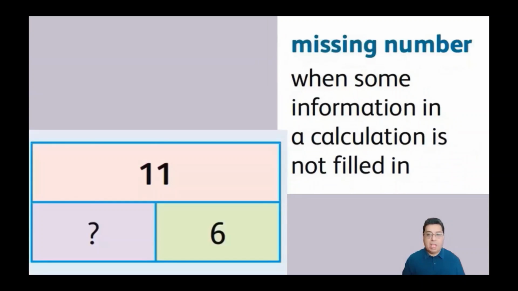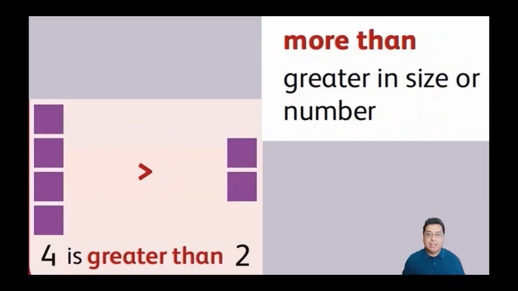Missing number, when some information in a calculation is not filled in. So looking at this example here, I've got 11 here, and then I've got a question mark for the missing number, and I've got 6. What is the missing number, by the way? That's right, it's 5. More than is greater in size or number. 4 is greater than 2. So as you can see, it's just another way of saying that it's bigger or it's more or it's greater. Okay, so I'm just giving you another example with vocabulary words.